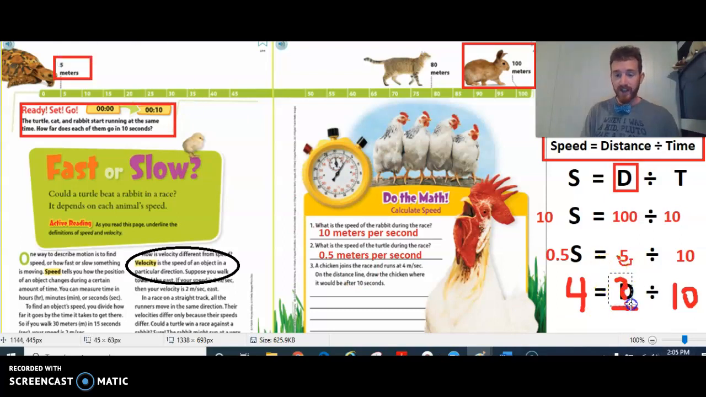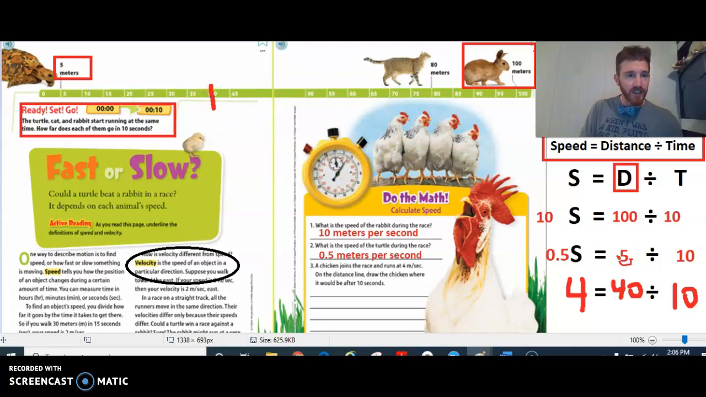Well, let's think. Again, if we just think of our basic division facts, something divided by 10 that equals 4 would have to be 40, right? So 40 divided by 10 equals 4, which means that this chicken is going to go 40 meters. At 4 meters per second, 40 meters would take 10 seconds. So it would go to this 40 mark, okay?